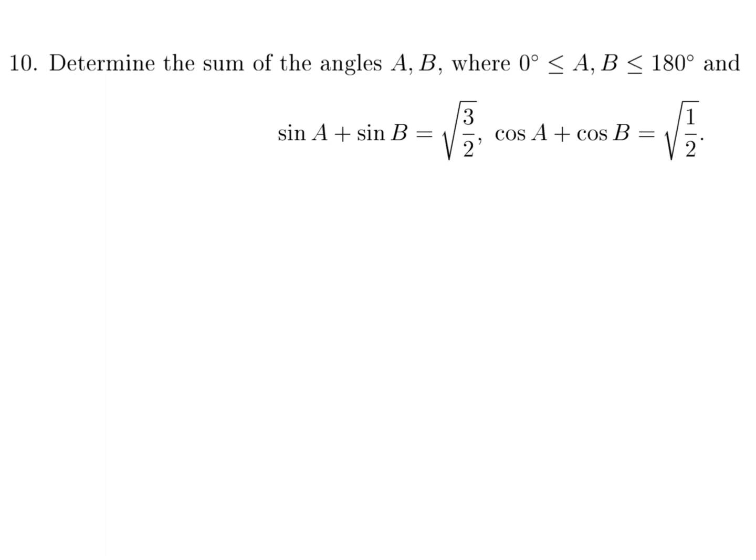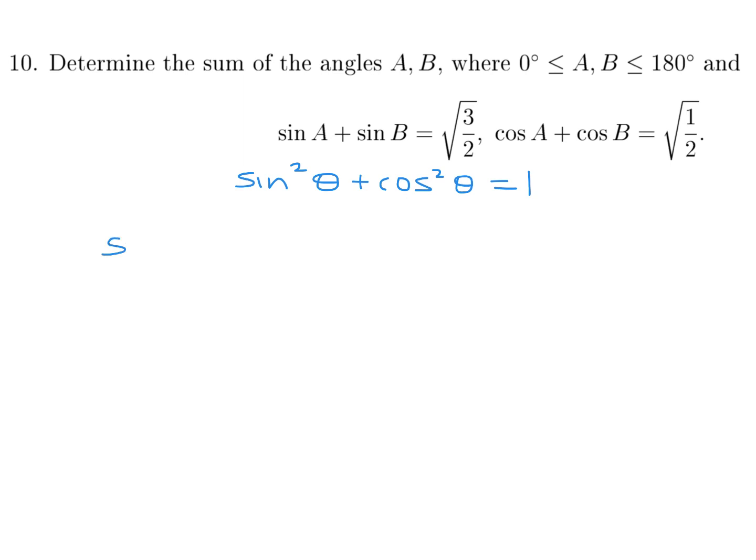Determine the sum of the angles A and B, where A and B are between 0 and 180, and sine A plus sine B is root 3 over 2, and cos A plus cos B is root 1 over 2. All right, well, a lot of trig identities are probably going to be involved, but one that immediately comes to mind is the most famous one: sine squared theta plus cos squared theta is 1, because I can kind of see that if you square these, you're going to be able to get something like that. So let's do that. Let's square it.